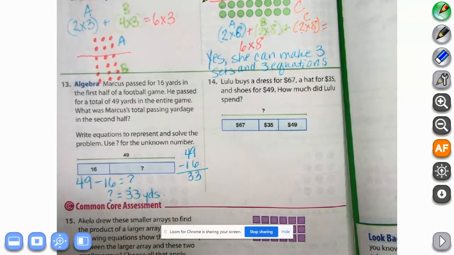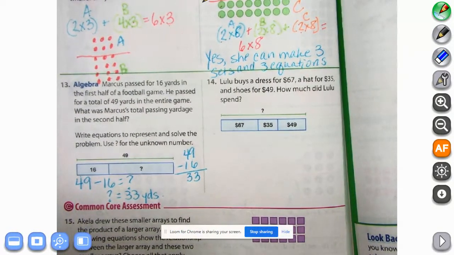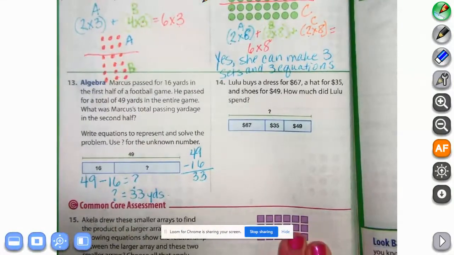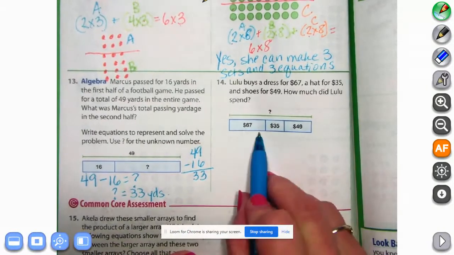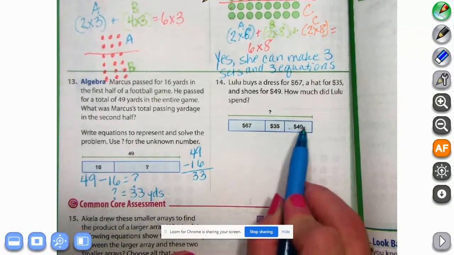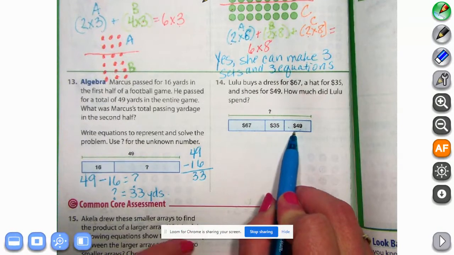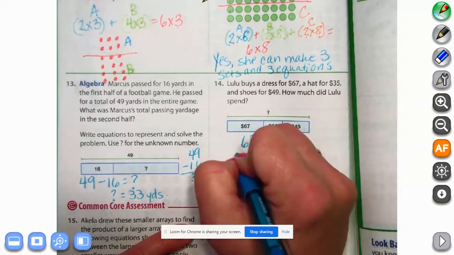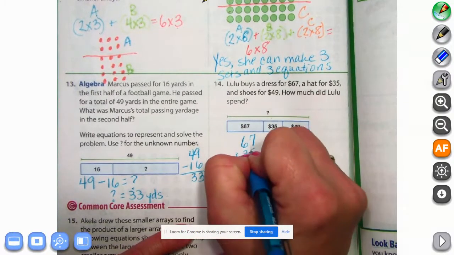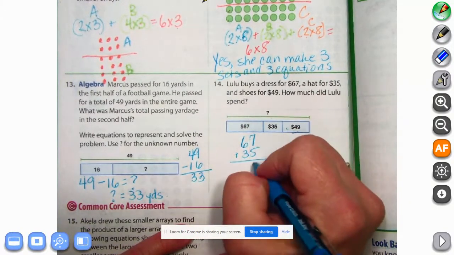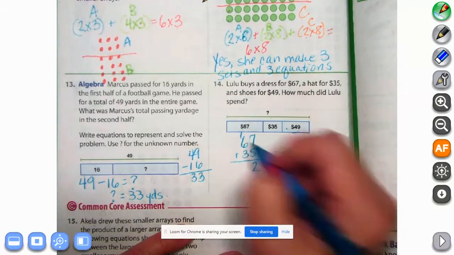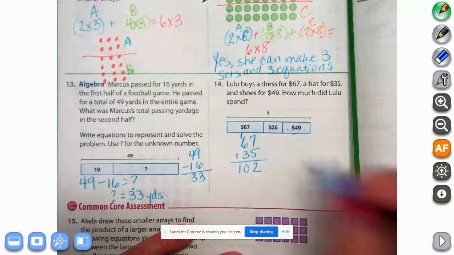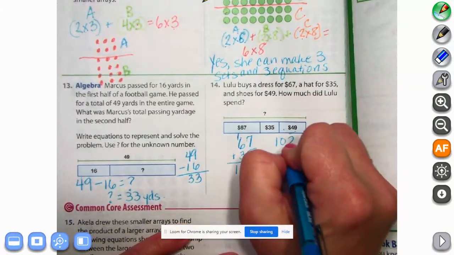Go ahead and pause if you need to so you can get all of this written down. Number 14 says Lulu buys a dress for $67, a hat for $35, and shoes for $49. How much did Lulu spend? Okay, so we can stack it. 67 plus 35. 7 plus 5 is 12. Carry the 1. 1 plus 6 is 7. Plus 3 is 10. That's 100. Now it's 102.